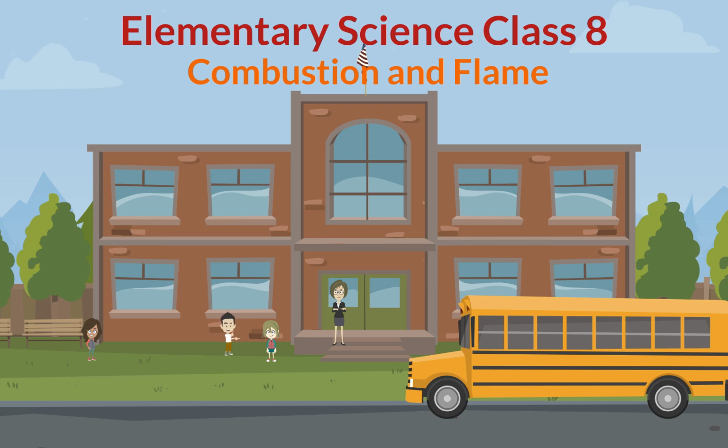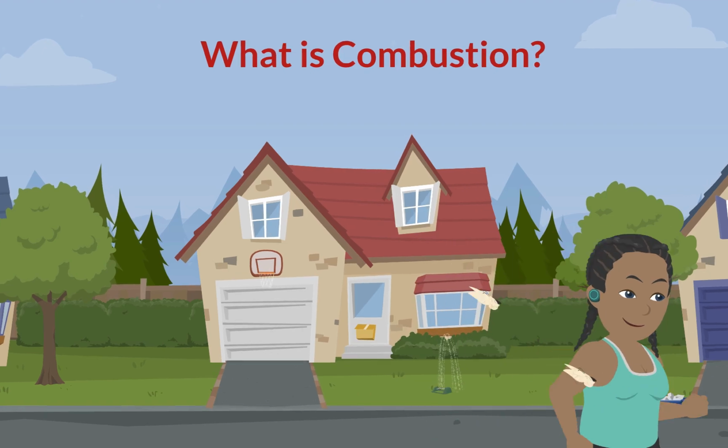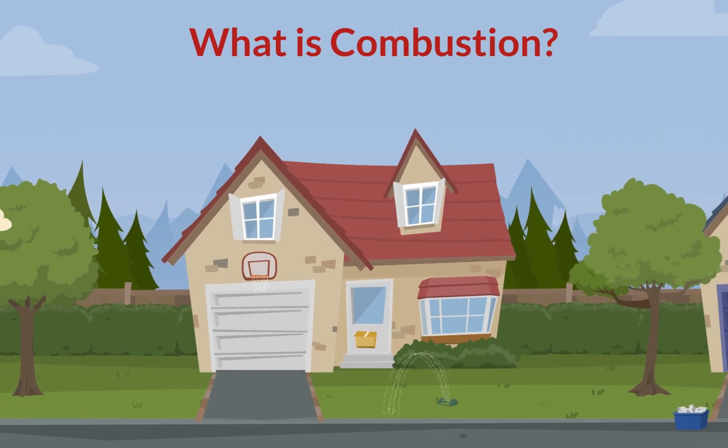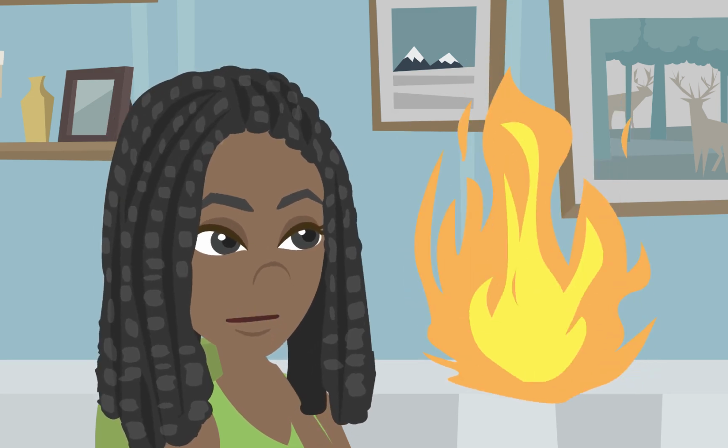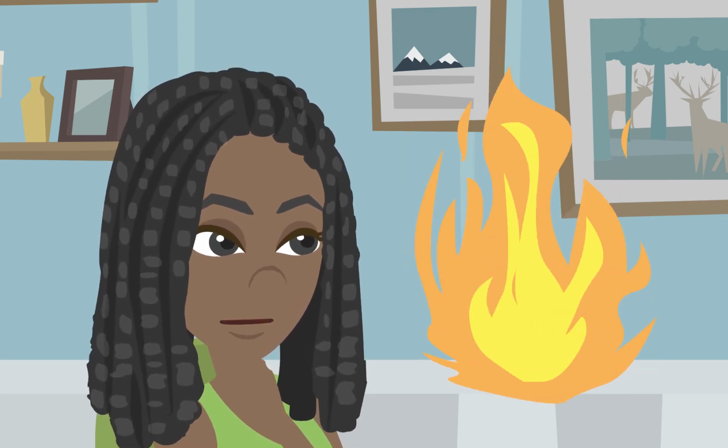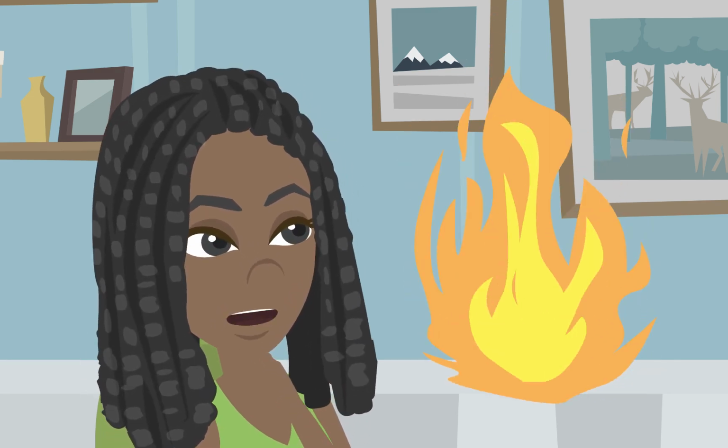Elementary Science Class 8. Combustion and Flame. What is combustion? Combustion is a chemical process in which a substance reacts with oxygen to produce heat and light.